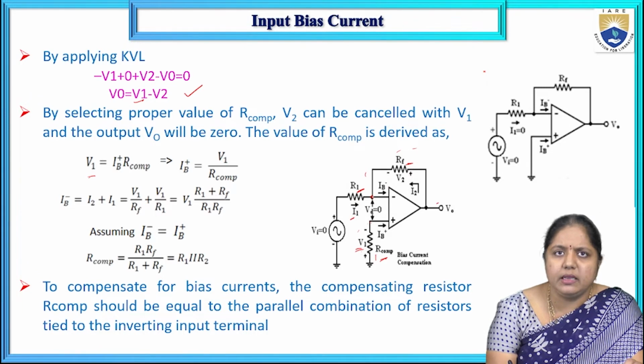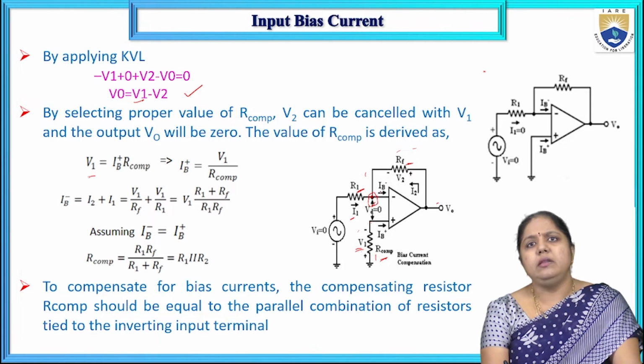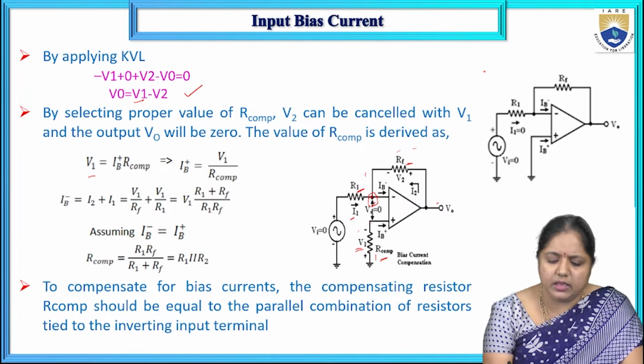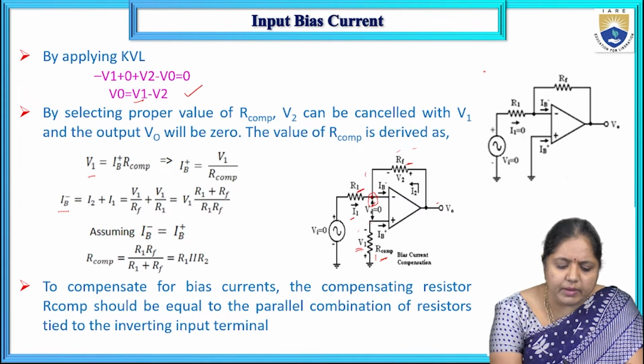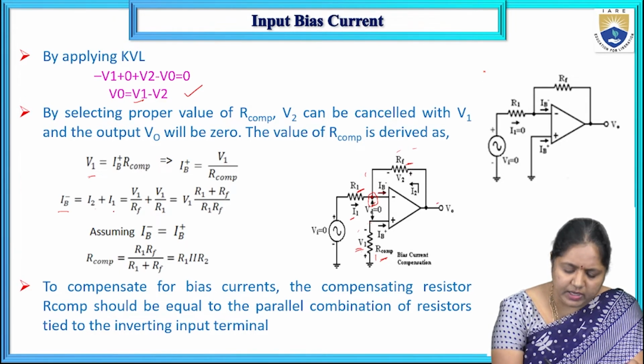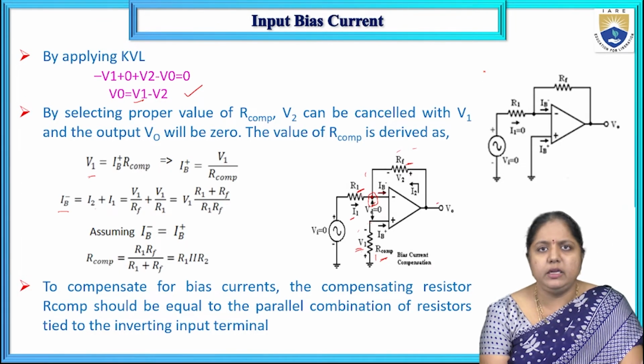Then by applying KCL to this node, the sum of the currents coming towards this node equals the sum of the currents leaving away from that node. Based on Kirchhoff's current law here, IB minus is the current leaving that node, and I2 and I1 are the currents coming towards that node.